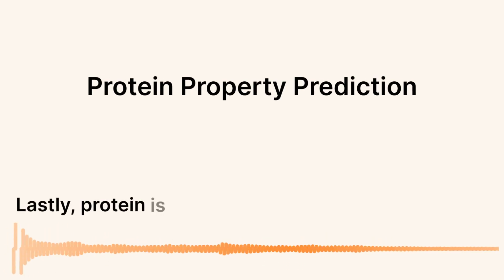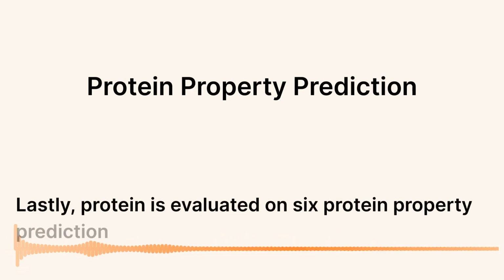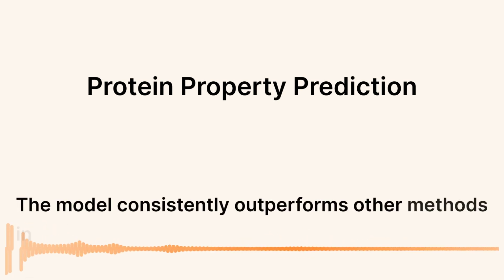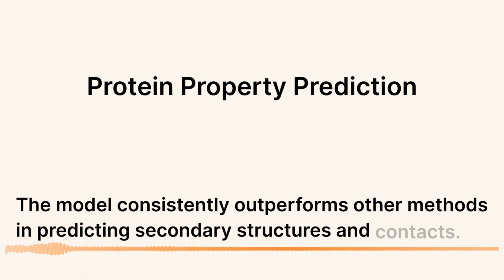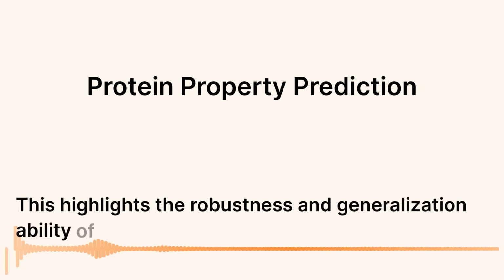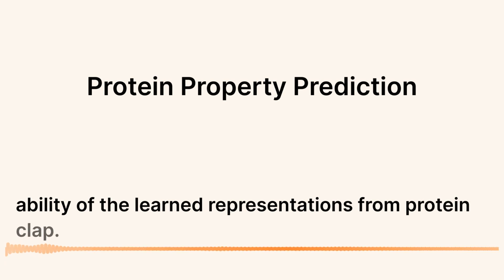Lastly, ProteinDT is evaluated on 6 protein property prediction tasks. The model consistently outperforms other methods in predicting secondary structures and contacts. This highlights the robustness and generalization ability of the learned representations from ProteinCLAP.